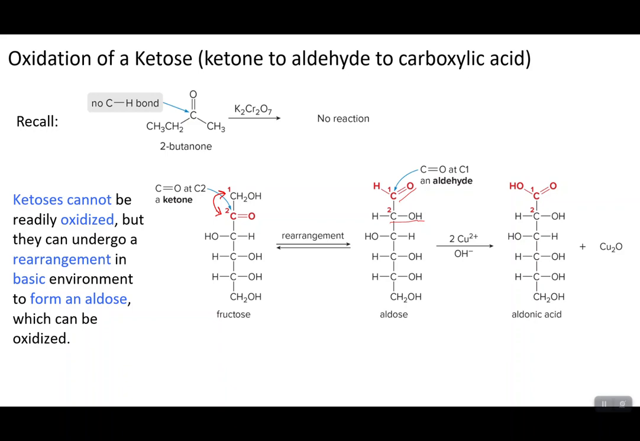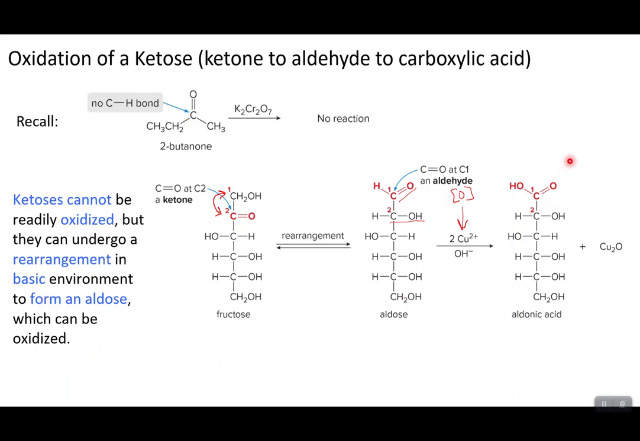So when this rearrangement happens from fructose to now having an aldose, meaning you now have an aldehyde group, in the presence of Benedict's reagent or an oxidizing agent, this species, the one with the aldehyde, can be converted to a carboxylic acid.